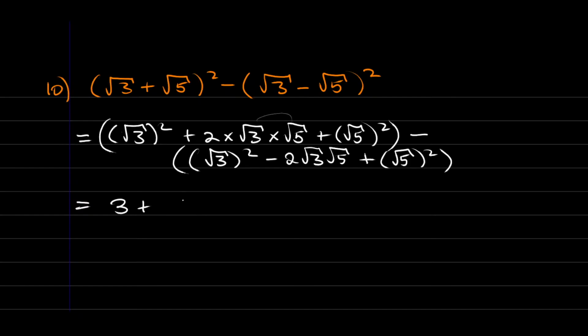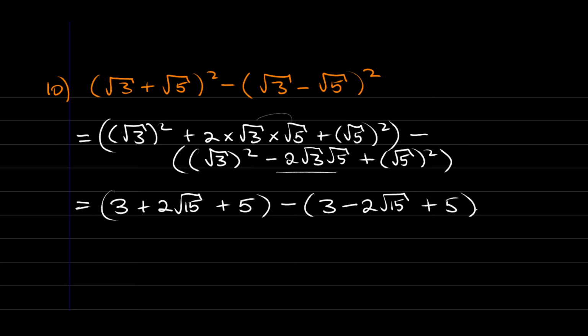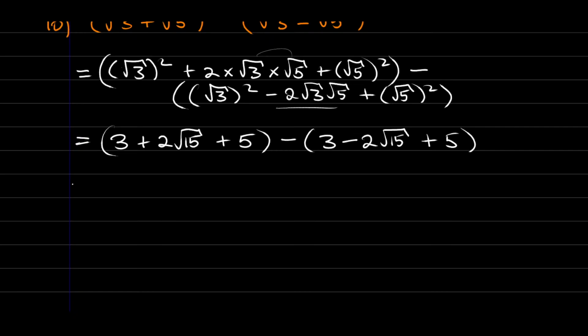Oopsie, it's going to be 2 root of 15. Right? Root 5 by root 5 is just going to be 5. That's that. I'm going to minus, open bracket, this is going to be 3, and then minus 2 root of 15. Right? That's here. And then plus root 5 minus 5 here. Right? This second bracket, it's minus here. So this second bracket is just going to have everything reversed.